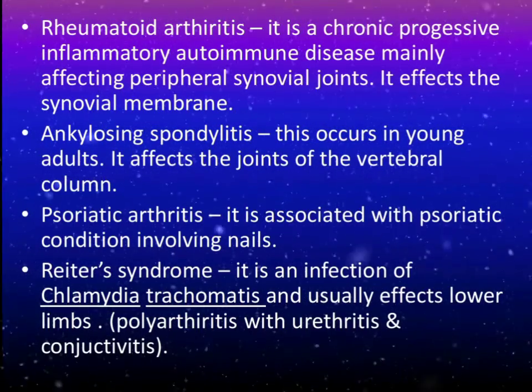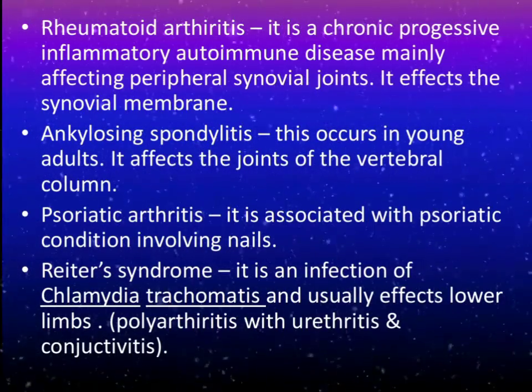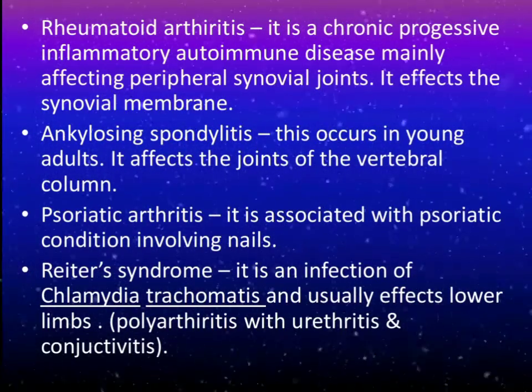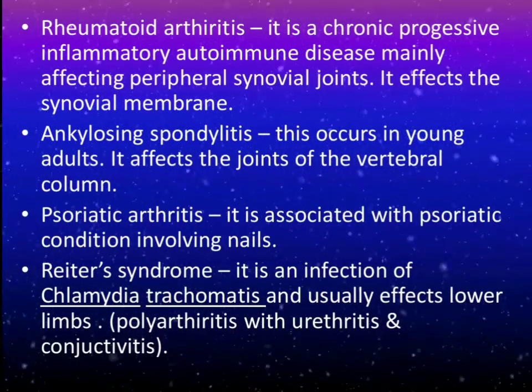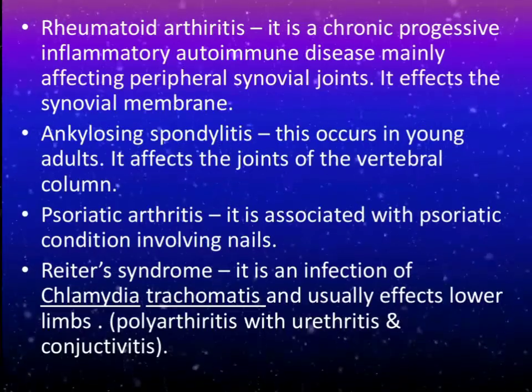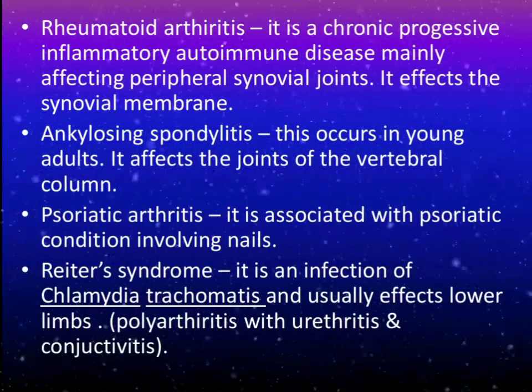Now coming to Reiter's syndrome. Reiter's syndrome is an infection of Chlamydia trachomatis and usually affects the lower limbs. It is also known as polyarthritis with urethritis and conjunctivitis.